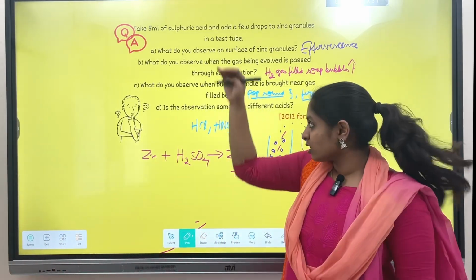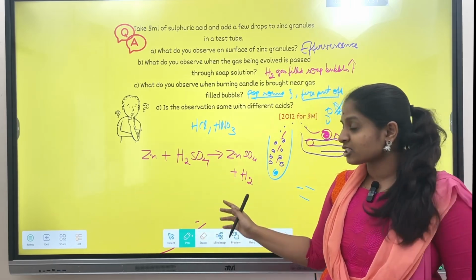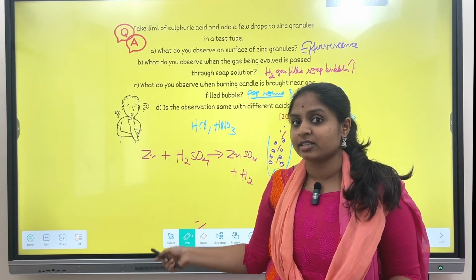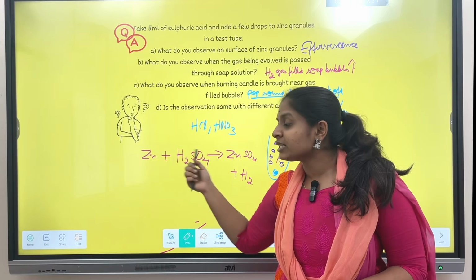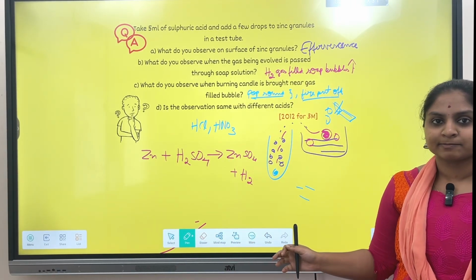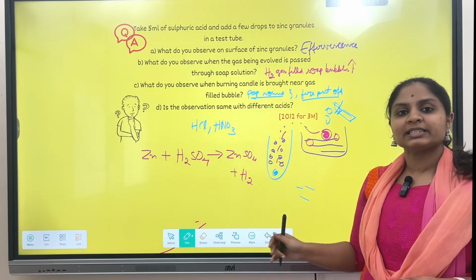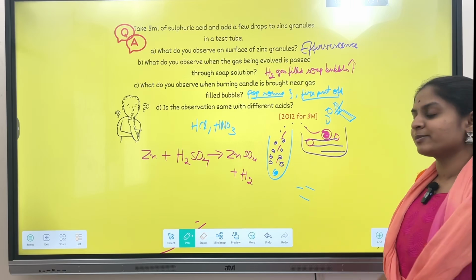If you write all the 4 points along with a balanced reaction, this reaction is not balanced and the states are not written. If you write the states and balance the reaction, then you will be getting full 3 marks. So, are we clear on this question? Hoping that this question is clear, we will solve one more question.